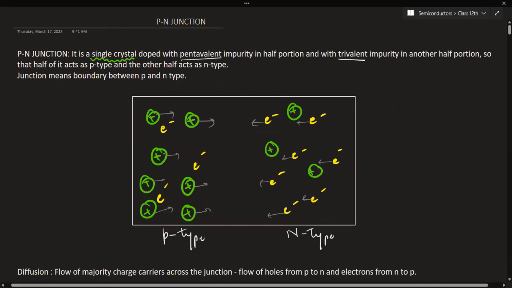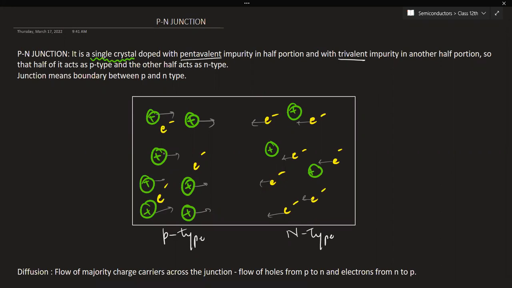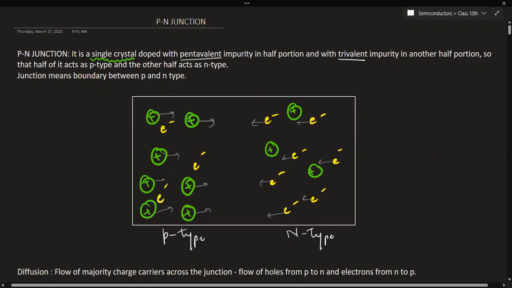Fine. So if holes are diffusing from P to N, what will they leave behind? Now see, electrons are the majority charge carriers in N type semiconductors, while holes are the majority charge carriers in the P type. So if the holes are moving, they leave behind negative acceptor ions. All the holes which are leaving will leave behind the negative acceptor ions. So this will set up a negative layer on the edge of the junction. Why has this negative layer been created? Because all the holes have moved.